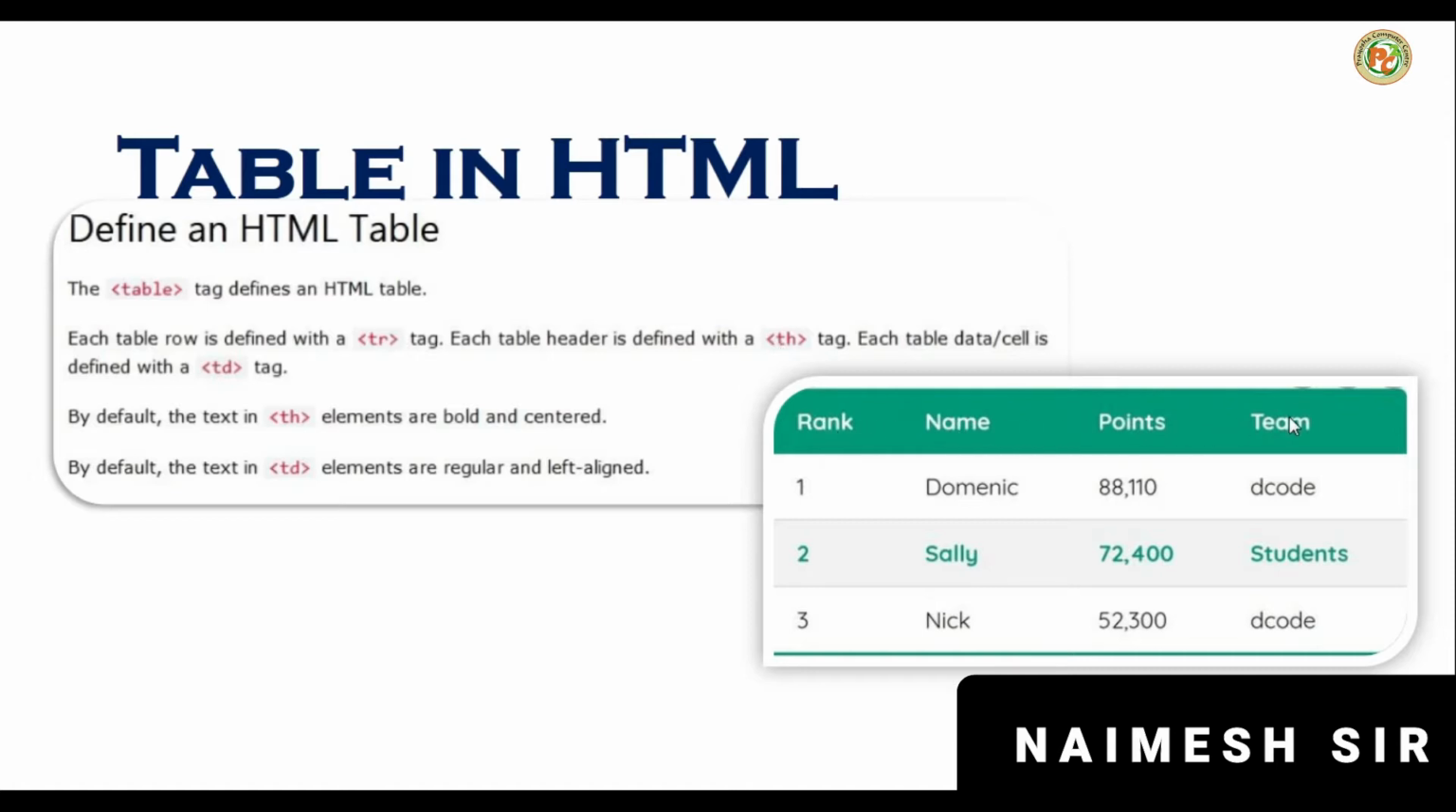To write the heading we will use th for table heading, and inside that, to write the specific cell data we will use td for table data. When we use th, everything will be centered and bold. th elements are bold and centered, but td is regular and left aligned. So we use th for the heading and td for the cell data. Before we proceed, let's begin to create this kind of table.